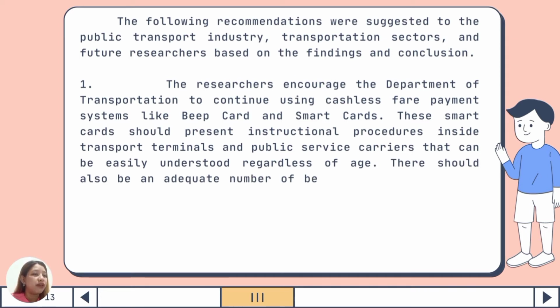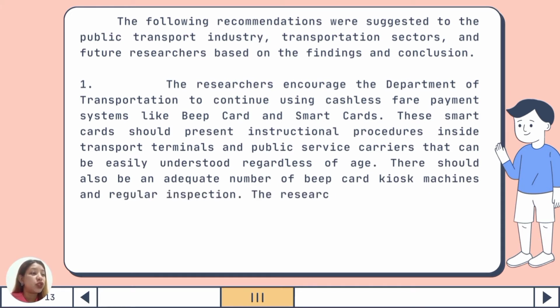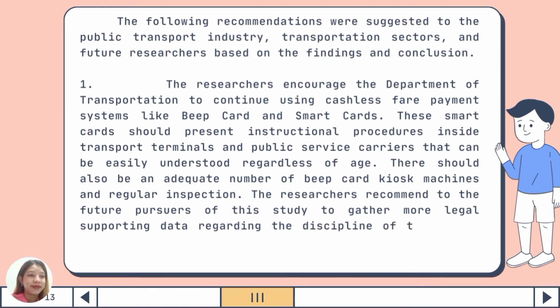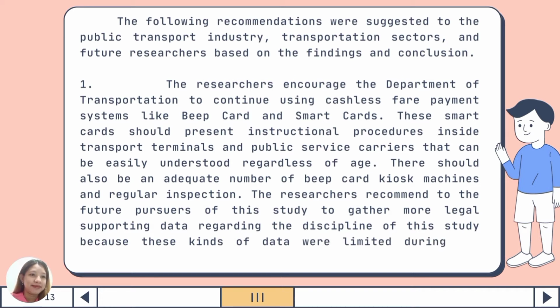There should be also an adequate number of Beep Card kiosk machines and regular inspection. The researchers recommend to the future pursuers of the study to gather more legal supporting data regarding the discipline of this study because these kinds of data were limited during the study. In this example, what part of research is presented?